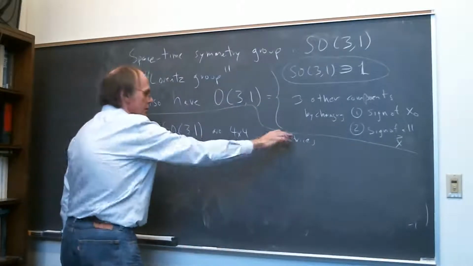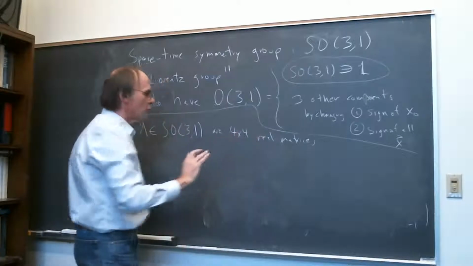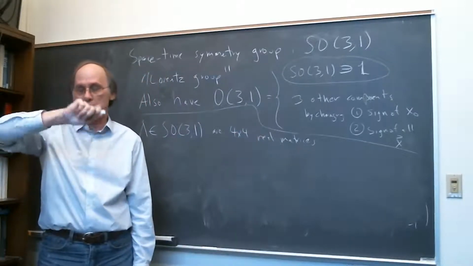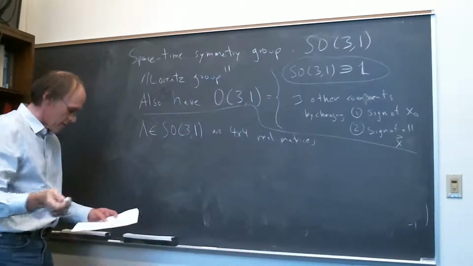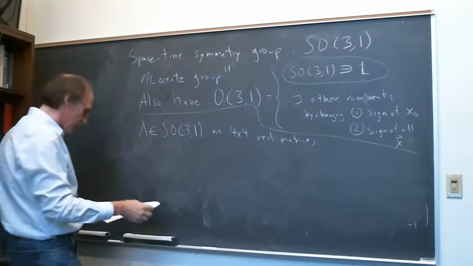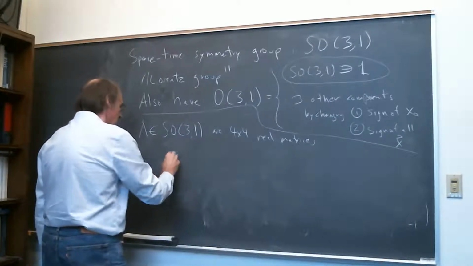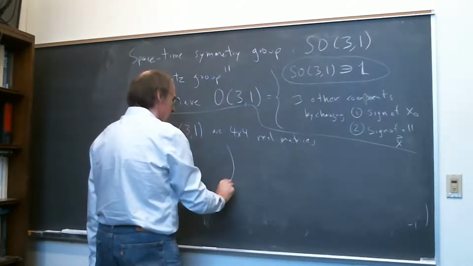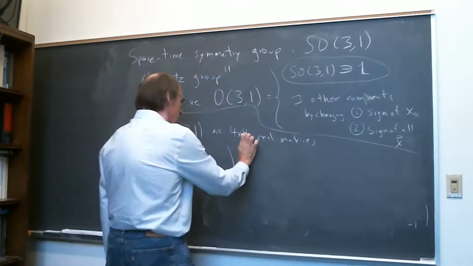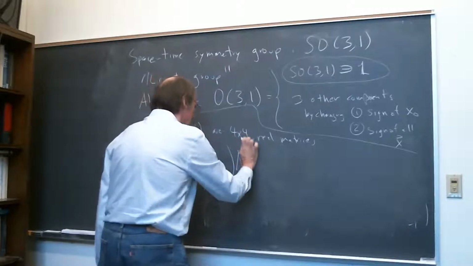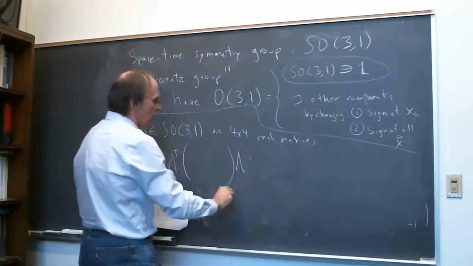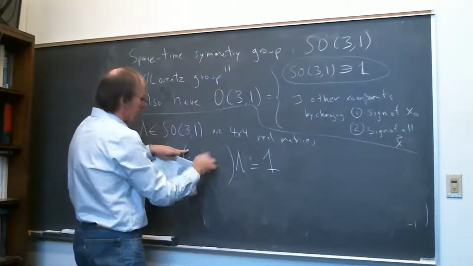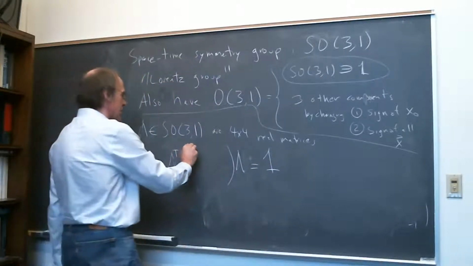But for these you have to write a slightly different condition than saying that the matrix's transpose is equal to its inverse. What you want to say is that lambda and its transpose, when you multiply them, you're going to get the identity. But what's here is not the identity, but this matrix.